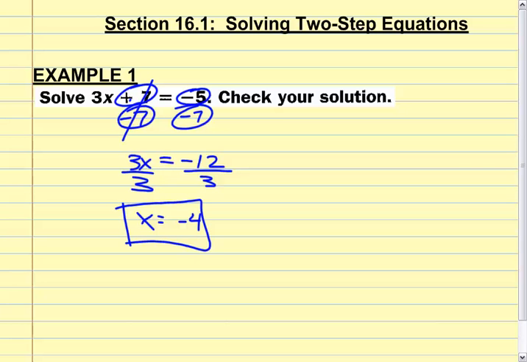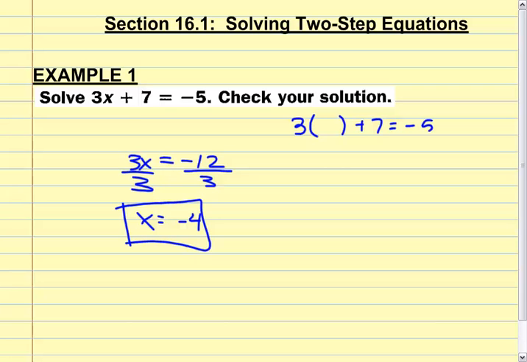To check my solution, I rewrite the original equation, except that instead of a variable, I put parentheses. And what do I put in those parentheses? I put negative 4 in there. Now let's simplify this. What do you think of when I say the word simplify? PEMDAS. So what should I do first to simplify this?